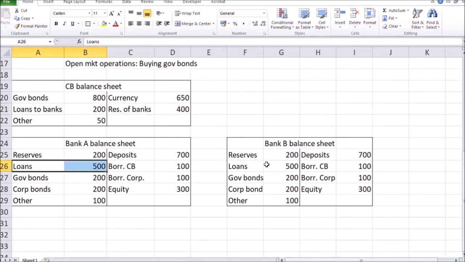The banks provide loans to the general public. That's loans on the balance sheet for the commercial banks. Banks can also hold bonds, say government bonds and corporate bonds, as well as other assets. On the liabilities side, the banks have deposits, the money that the depositors deposit into the bank, and the banks can borrow from the central bank, which appear on the central bank's balance sheet on the asset side, 100 borrowed by commercial bank A from the central bank, and 100 borrowed by commercial bank B from the central bank, the total of 200 over here.